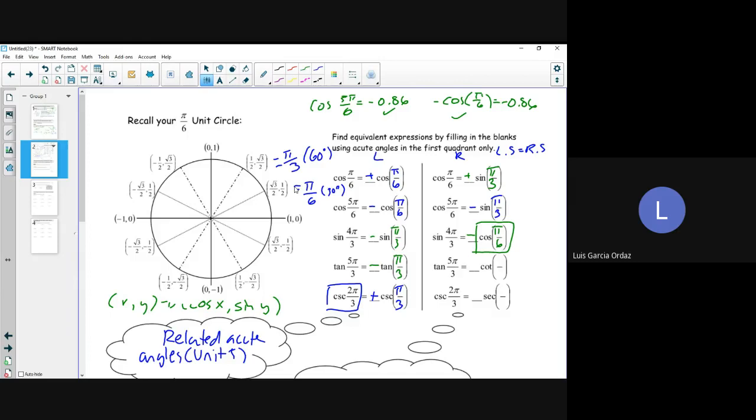All right, so next one we have is 5 pi over 3. And what quadrant are we going to land in for this one? Fourth quadrant. Five pi over 3. Okay? So what does tan of 5 pi over 3 give us as a ratio?